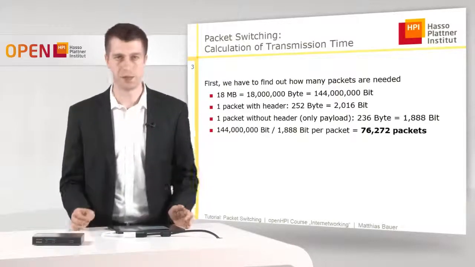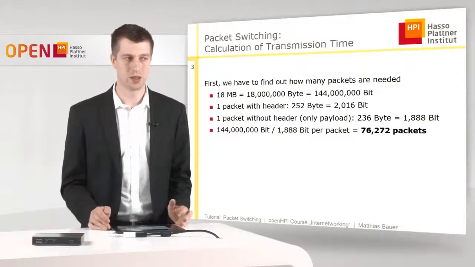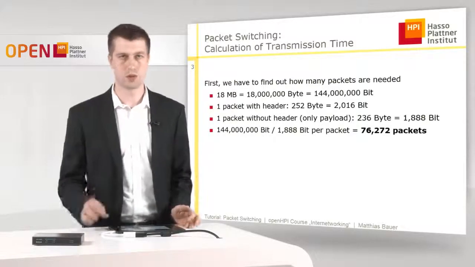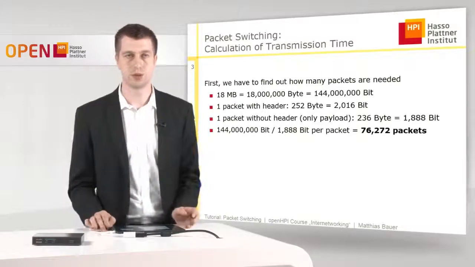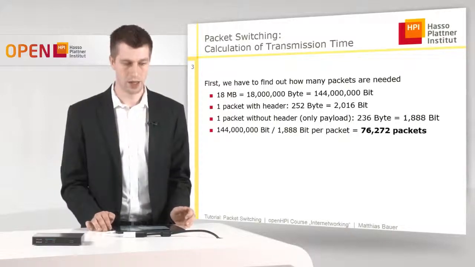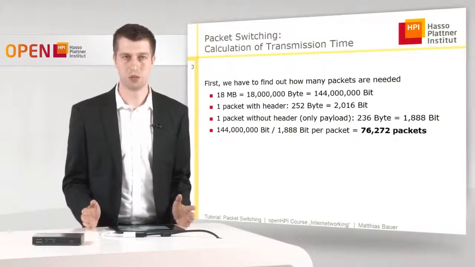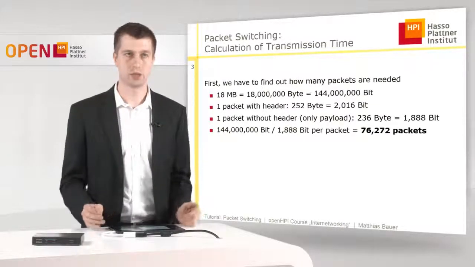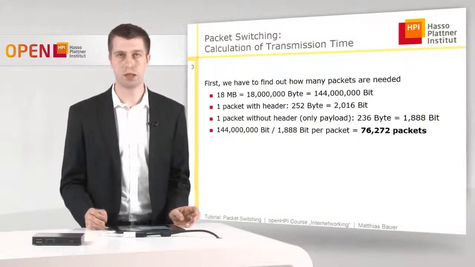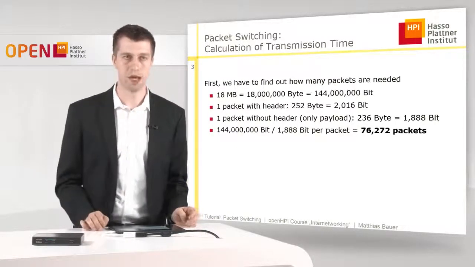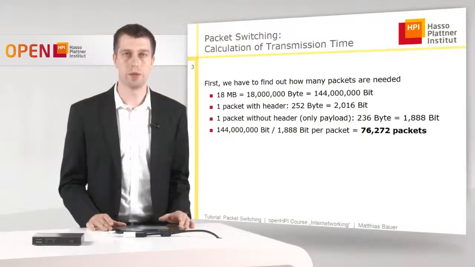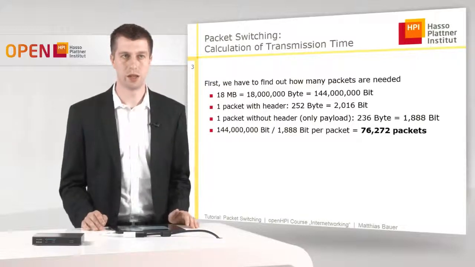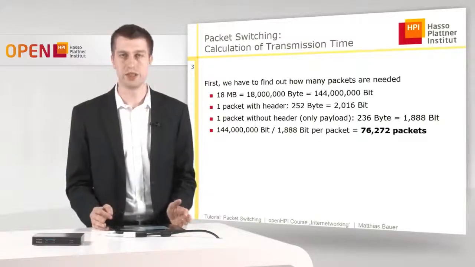76,271 point something packets. But as I mentioned, we don't want to have a smaller packet as the last packet, so we just round it up to 76,272 packets. And in reality, there are no 0.5 packets, so of course this would be a full packet with a header and maybe a smaller amount of payload. But as I said, we want to make it a bit easier in this example, so there are only full packets of 2016 bits size.